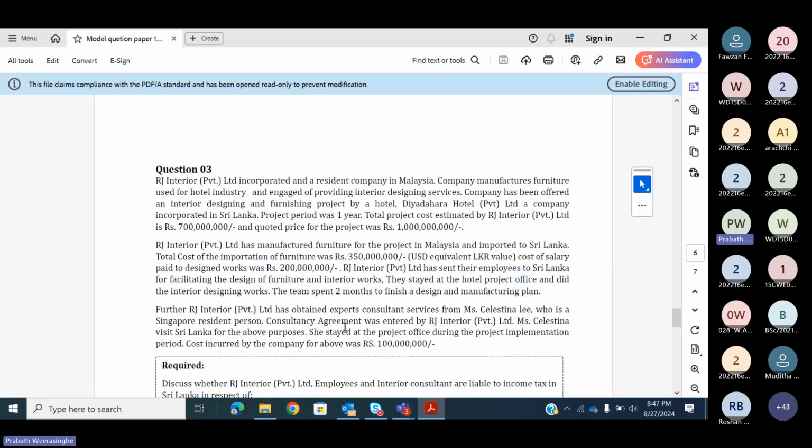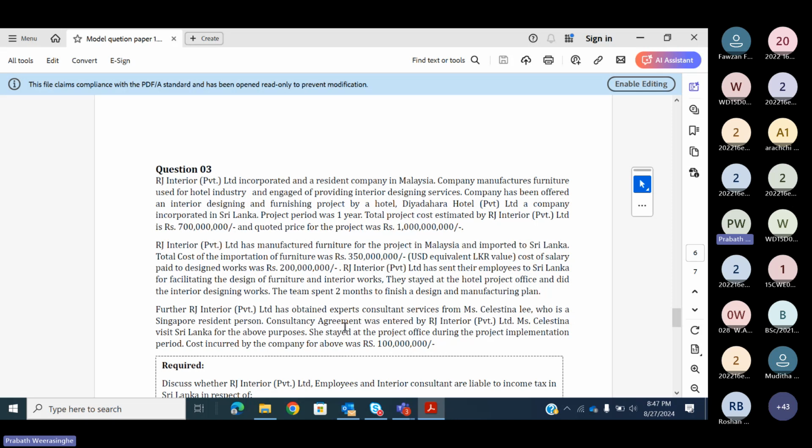So you have to read the dependent personal services related article and check whether that employment income is taxed in Sri Lanka or not. And thereafter it says that the expert, the independent consultant coming to Sri Lanka, is a Singapore resident person.